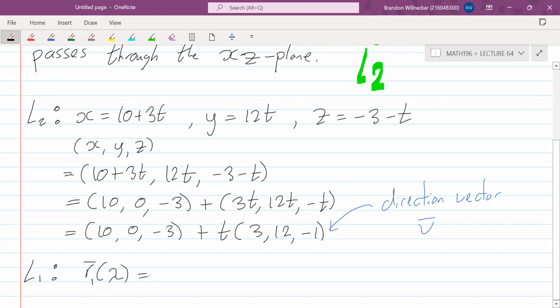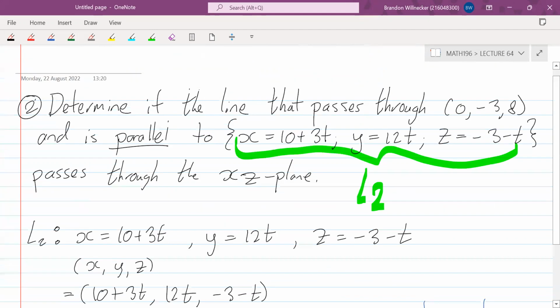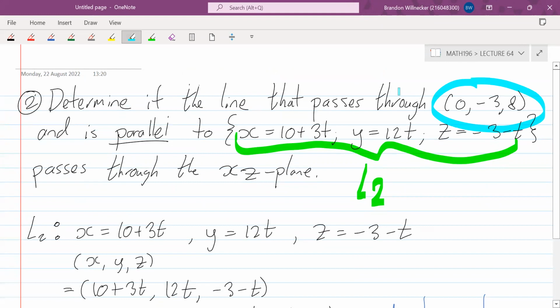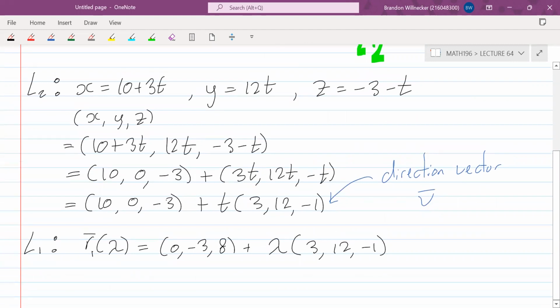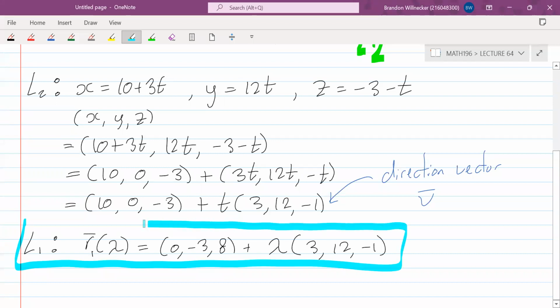Okay, so this is going to be equal to some point along the line. Well, we've got the point there. So 0, -3, 8, plus lambda times the direction vector, but we know that they share the same direction vector, so that will be 3, 12, minus 1. Okay, so this is our equation for the line L1. Let's put that in blue. Okay, so we've got the equation for the line L1.